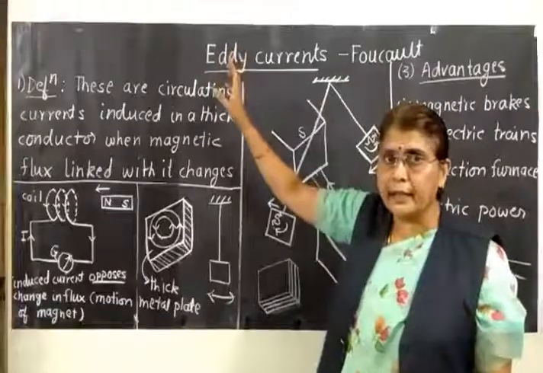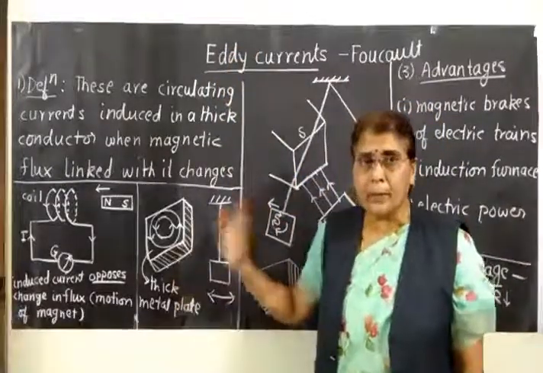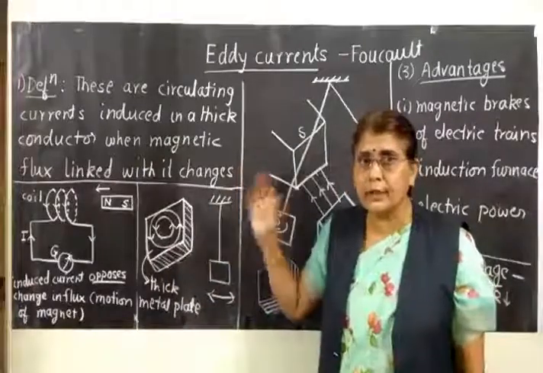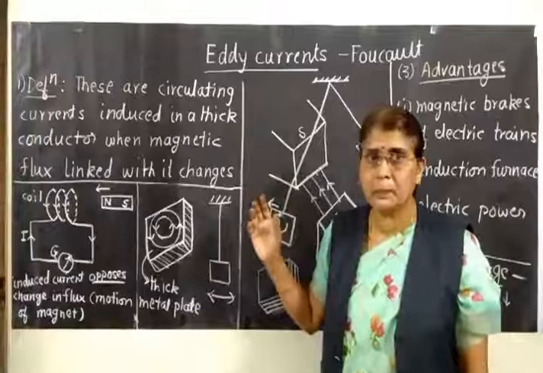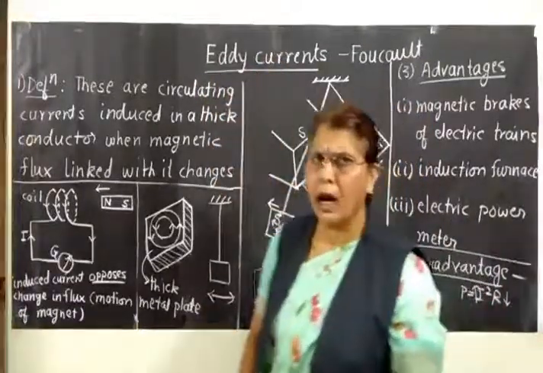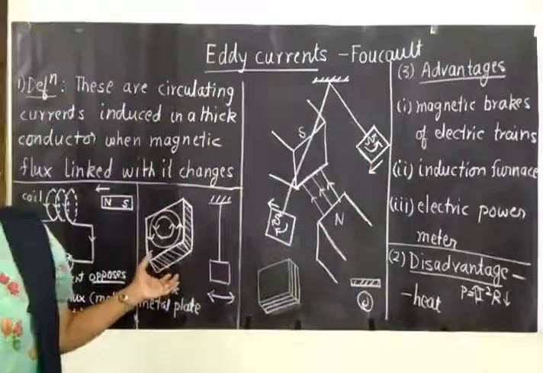So this is the definition of eddy currents. What are eddy currents? Currents induced in a thick conductor when the magnetic flux linked with it changes. These are always circulating currents. They move in closed paths. Therefore, they are called eddy currents.